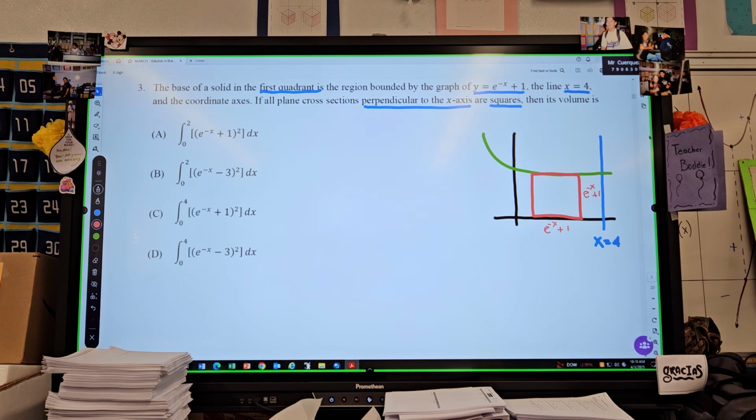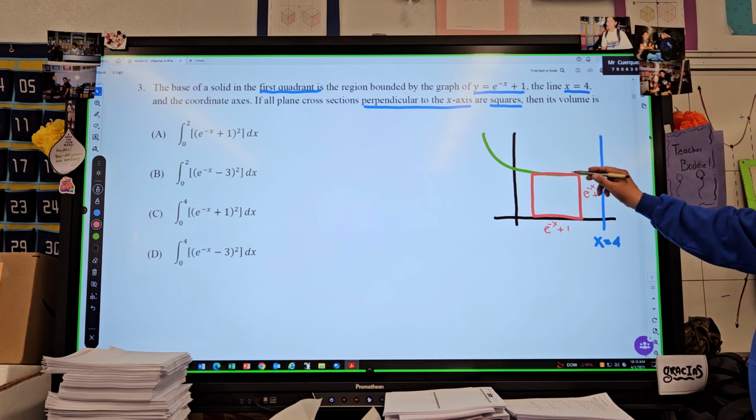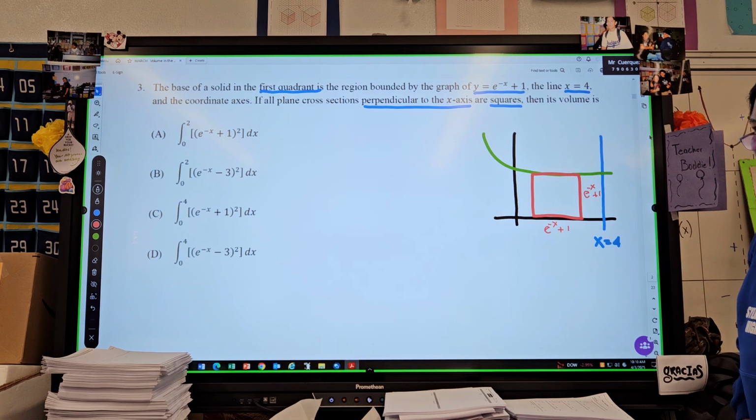Well, it's perpendicular to the x-axis. Or sometimes they just draw it this way and that way. It's the same square. Okay? If it was 9y equals 4, then we go subtract.